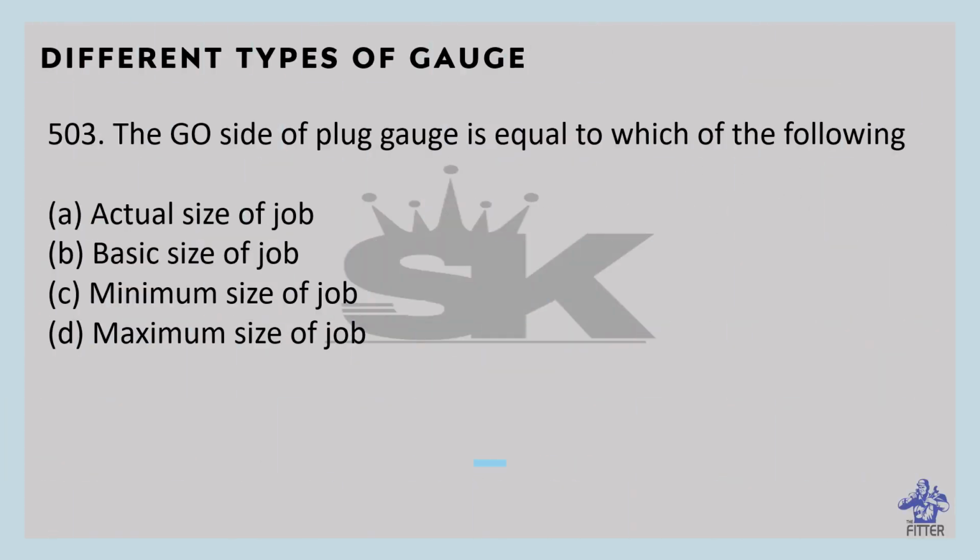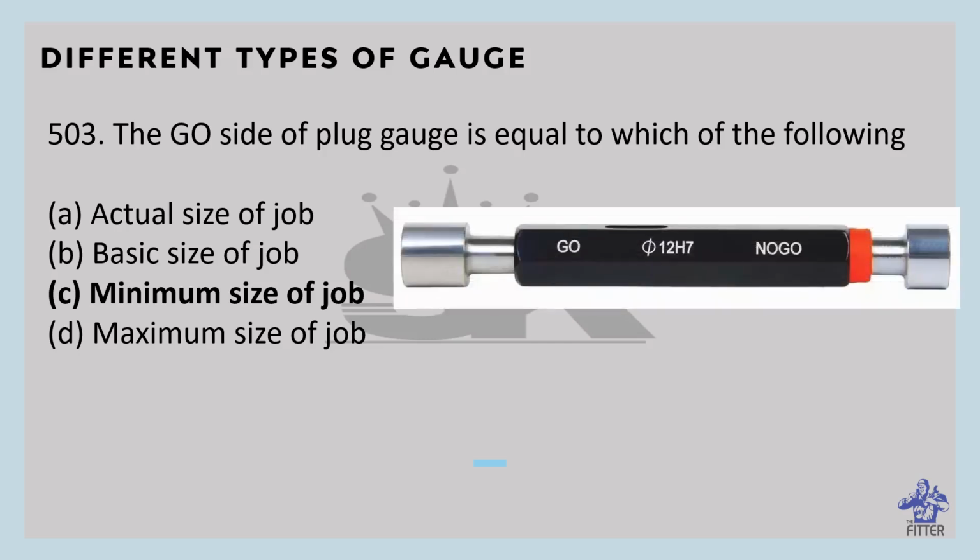The go side of plug gauge is equal to which of the following? The go side of plug gauge is equal to the minimum size of job. So the answer is C, minimum size of job. You can see here in the image, that is the go and no go plug gauge. The plug gauge is made of hardened steel and is used to check the size of a hole. It can be used to check straight, tapered, threaded, square, or spline holes.